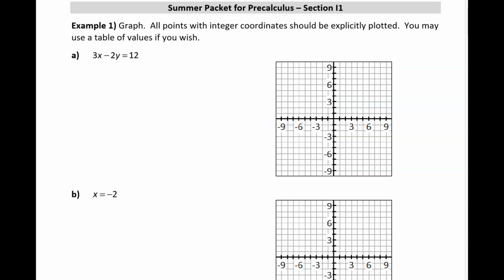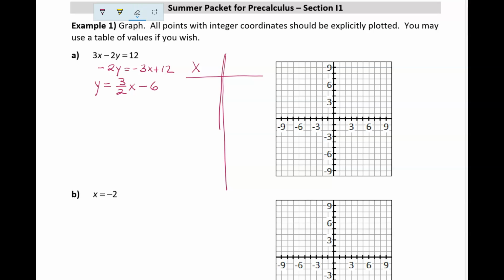So in A, I'm going to subtract 3x from both sides of the equation, and then divide through by -2, so that's going to give me positive 3/2 x minus 6 when I divide by -2. Just be careful with your signs. And now we need to pick some values. And I'm going to pick some x values.